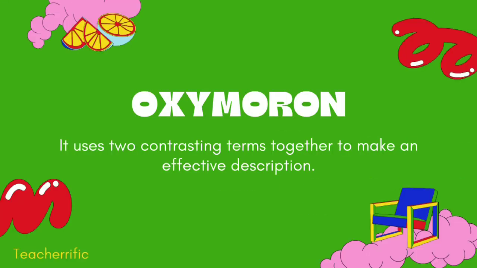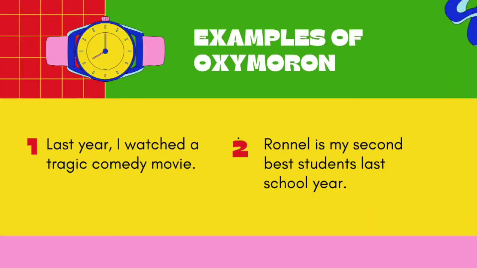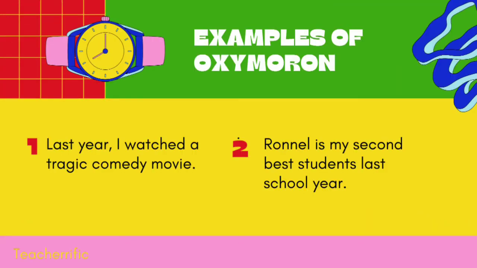Next is oxymoron. It uses two contrasting terms together to make an effective description. Here are examples of oxymoron. Number 1. Last year, I watched a tragic comedy movie. The oxymoron in this sentence is tragic comedy because it uses contrasting ideas.